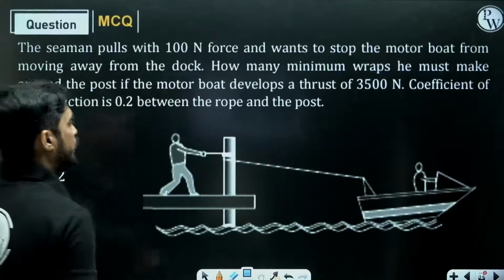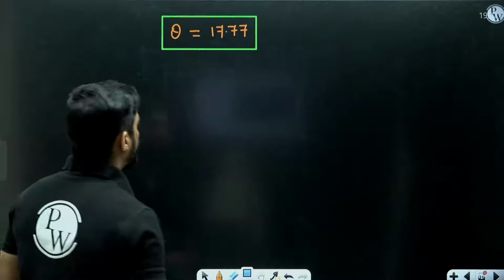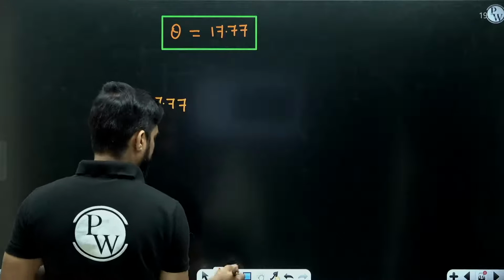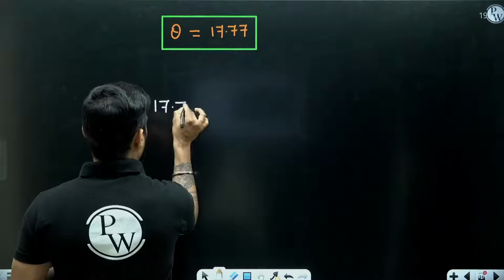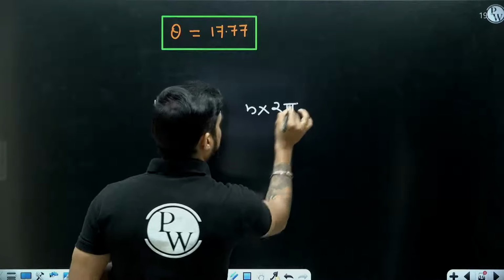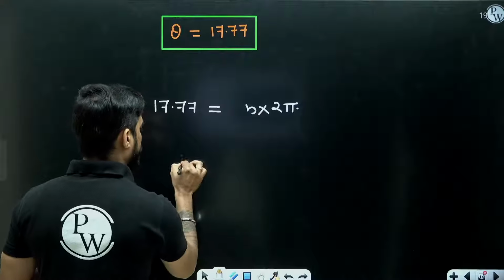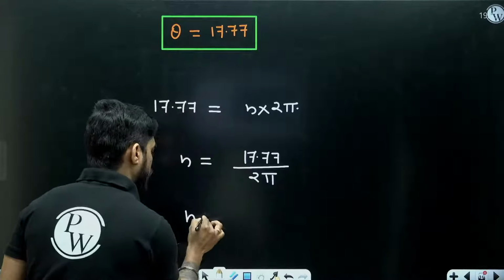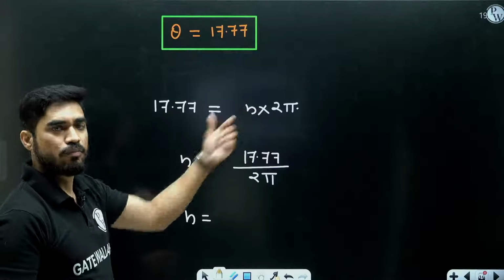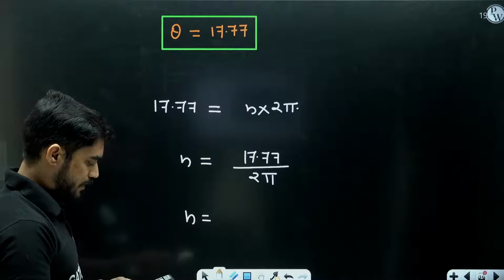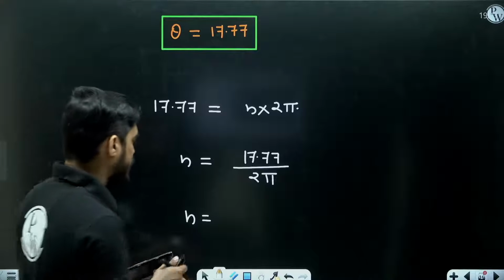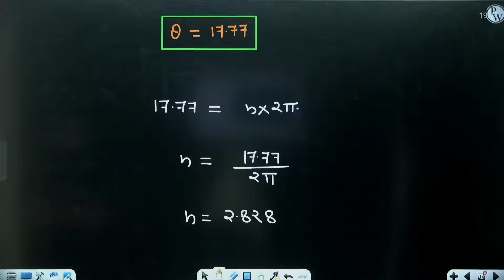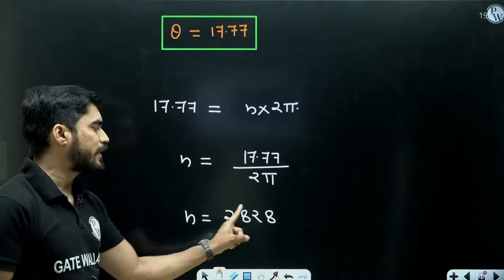Okay, now we need to find how many times it is wound. So theta is 17.77. This 17.77 is actually n times 2 pi. So from here you get the value of n. N will be 17.77 divided by 2 pi. For example, if this was 4 pi, then n would have been 2. So 17.77 divided by 2 pi, it is 2.828. Now understand this. In order to hold this boat, the minimum n can be 2.828.